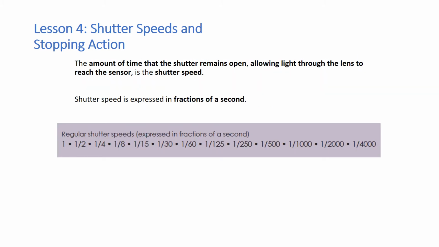Okay. Shutter speeds and stopping action. The amount of time that the shutter remains open, allowing light through the lens to reach the sensor, is the shutter speed. A shutter speed is expressed in fractions of a second. So there you can see below regular shutter speeds in purple, expressed in fractions of a second, and that's 1/2, 1/4, 1/8, etc.